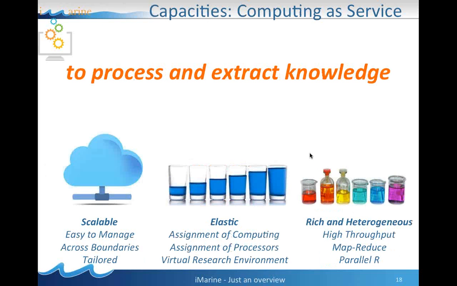In terms of computing as a service, it offers capabilities that are characterized by the fact that they are scalable. There is an elastic assignment of resources, and the environment does not support only MapReduce, even if it supports MapReduce through Hadoop technology, but it supports also throughput computing, and in particular, to satisfy the needs of this community, it also supports parallel R, and R is a framework that is widely used by the biodiversity community.